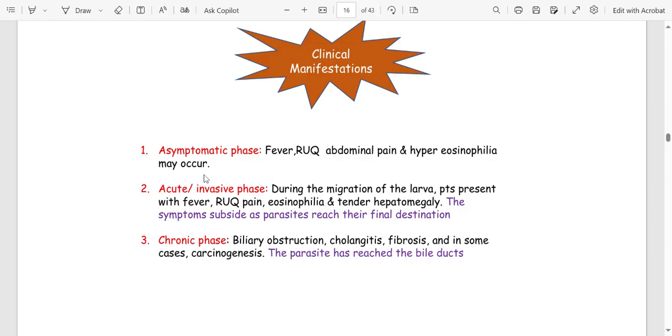In the acute phase, which is the invasive phase, this is during the migration of the larva. So the patient is also going to have fever, right upper quadrant pain, eosinophilia, and also there's going to be hepatomegaly. The liver is going to become big and it's going to be tender.